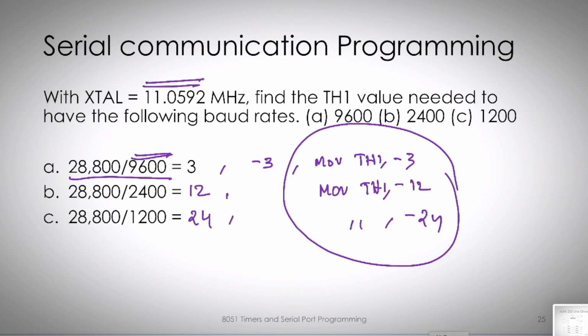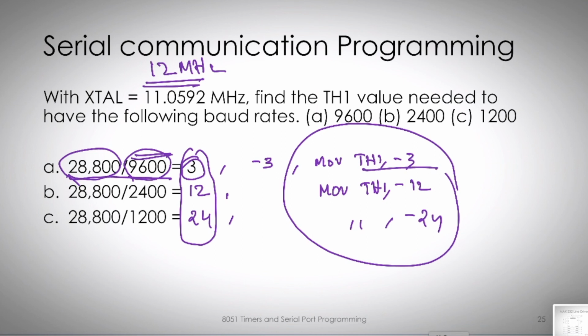So now you see why this 11.0592 megahertz. That is the frequency where we will get exact counts like this, right? If you take 12 megahertz instead of 11.0592 megahertz, we will not be able to achieve this 9600 baud rate, because when you take 12 megahertz, we will not get this 28800, and instead of 3, we will get a fraction. We can't put a fraction in this TH register, right? So we will never get this 9600 baud rate if we were using 12 megahertz.